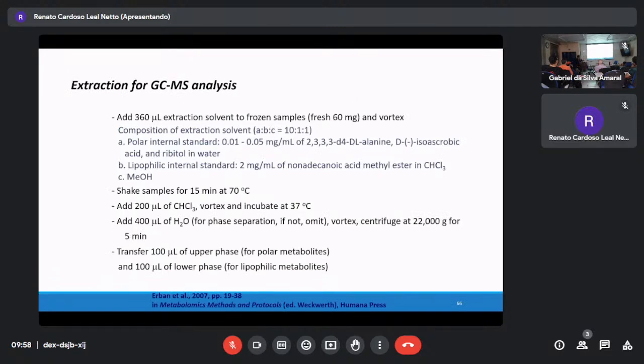For GCMS, here, 360 microliter, frozen sample, fresh sample 60 milligram, which means the dry weight is around 6 milligram. And then the composition of the extraction solvent. Here, polar, internal standard is added. And then here, 2 milliliter is chloroform. Sample and chloroform vortex, and here 400 microliter water, and take out this. This one is the chloroform part, if you need.